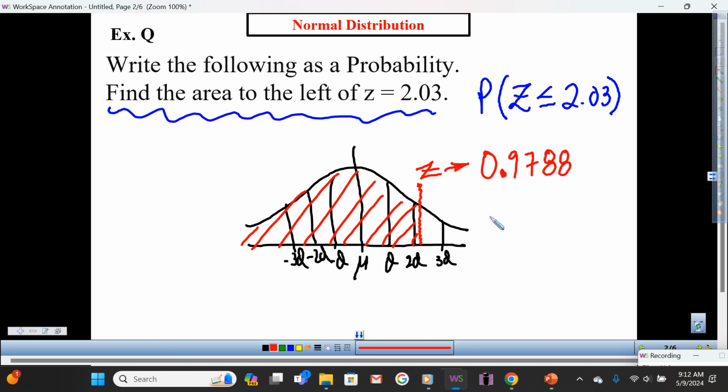.9788. Okay. Hands, have you got something like that? All right. So now we just change that to percent. So the percentage of the area under the curve is 97.88%. Yes. The chart.